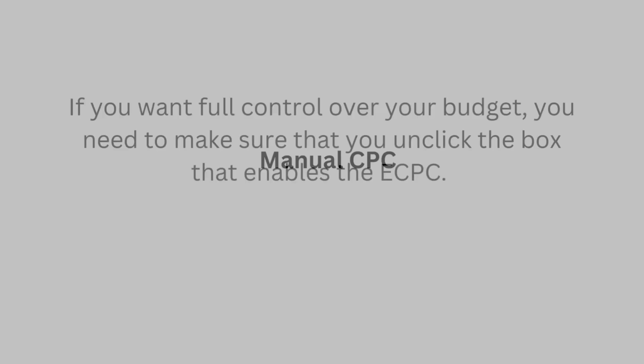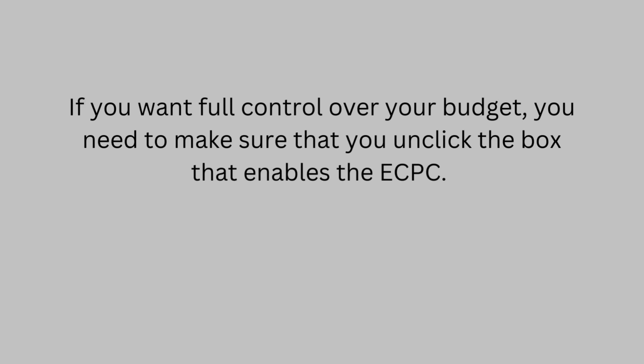And with automated bidding, you can achieve this. Google's algorithm can predict which will likely convert and will put all the bids there. If you want full control over your budget, you need to make sure that you uncheck the box that enables the ECPC.